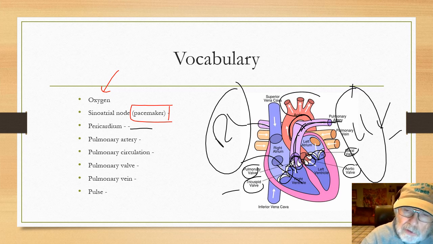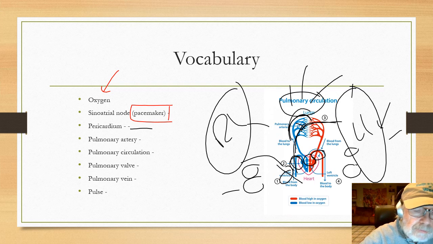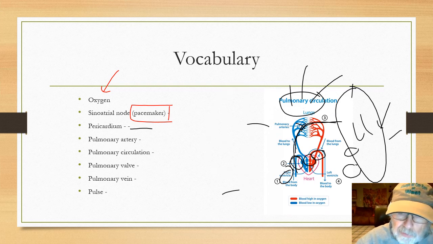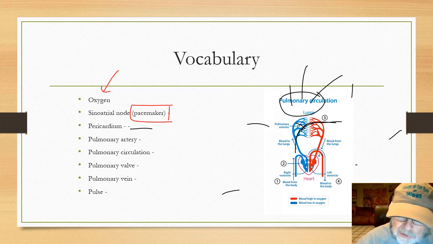And again, here are those three arteries that come off the aortic arch: the brachiocephalic, the left common carotid, and the left subclavian. We don't have to talk about this anymore. I think we talked about it ad nauseam earlier on.